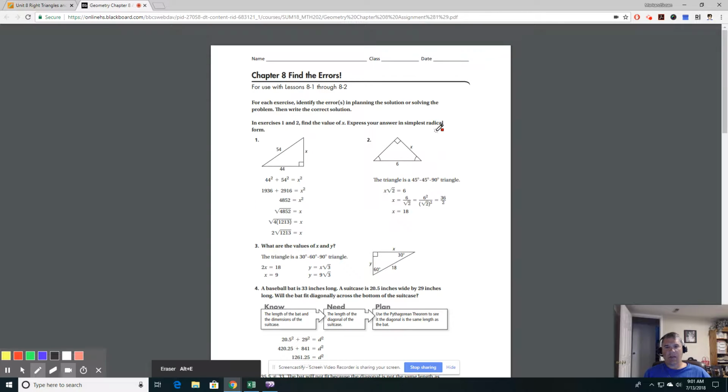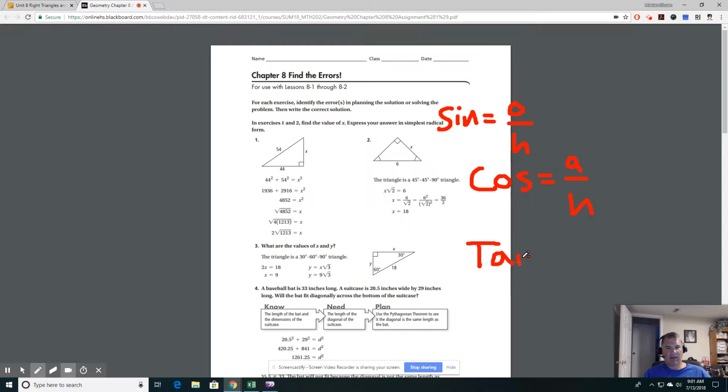So I want to talk a little bit about Unit 8, which is sines, cosines, and tangents, and so forth. So we have sine, and that is going to equal the opposite side of your triangle divided by the hypotenuse. Cosine is going to equal the adjacent side divided by hypotenuse. And tangent is going to equal the opposite divided by the adjacent.